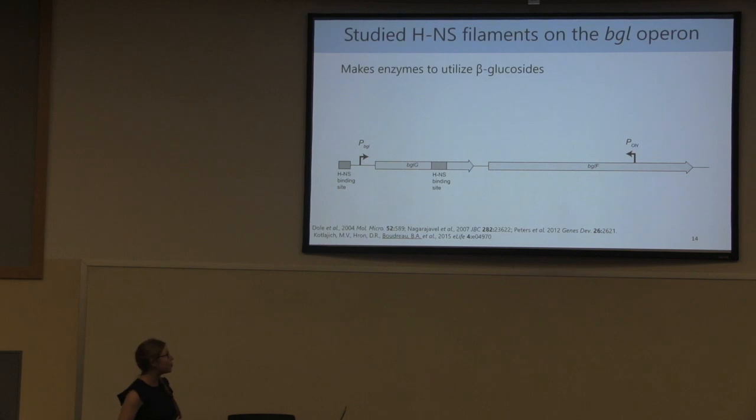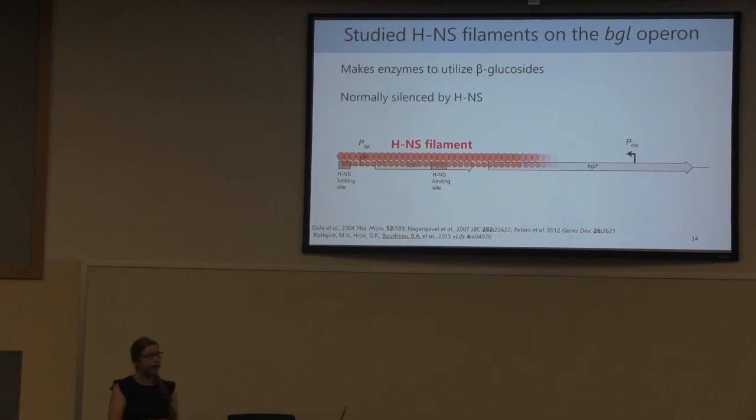And here I'm showing you a portion of what that operon looks like. And the key features I want to point out are that there are two regions in these gray boxes that HNS can bind to. And this results in formation of an HNS filament over the promoter for the bgl operon. And this results in silencing of the bgl operon. The second thing I want to point out is that there is a promoter downstream of this filament that I've labeled P on. And Jason Peters, who was a grad student in the lab, identified this promoter.